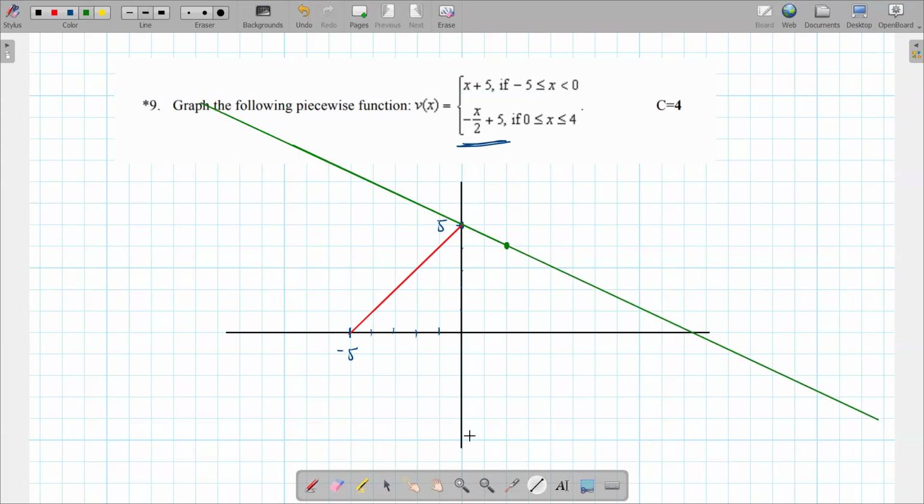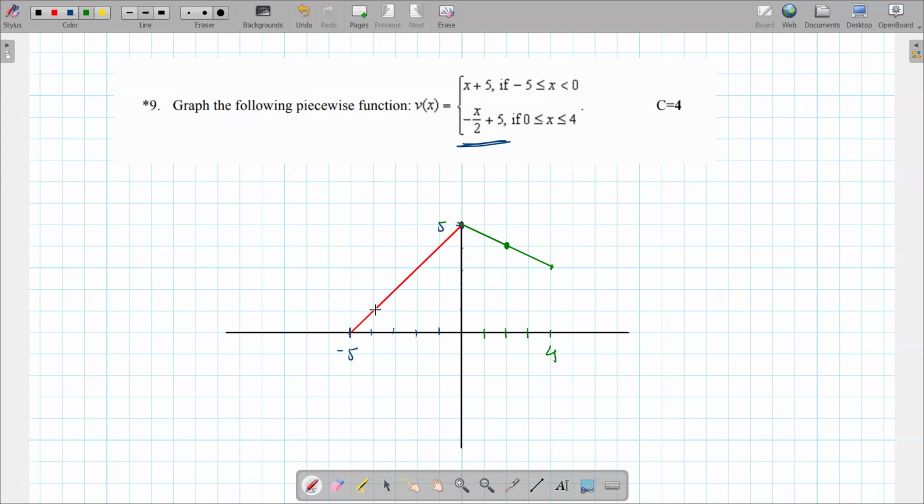But the second function is only valid from 0 to 4 on the x-axis. So from 0 to 4. So what we're going to do is erase everything else. And there you go. Final answer.